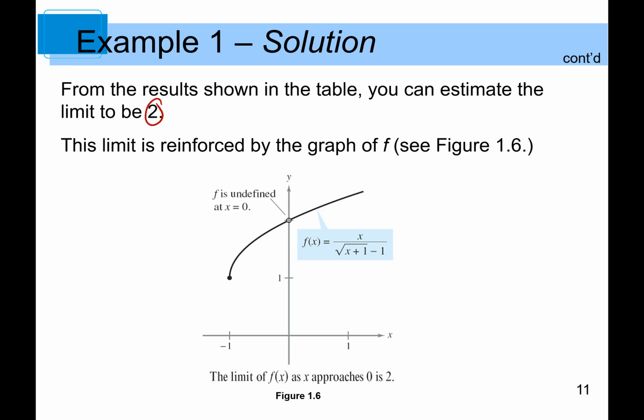Okay, so this limit is reinforced by the graph of f of x. f is undefined at x equals 0. That's why I put a circle there. And at this particular point, the number is 2. On the left-hand side, it is getting closer and closer to 2. On the right-hand side, the number is getting closer and closer to 2 as well. That's why 2 is the limit of f of x as x approaches 0.